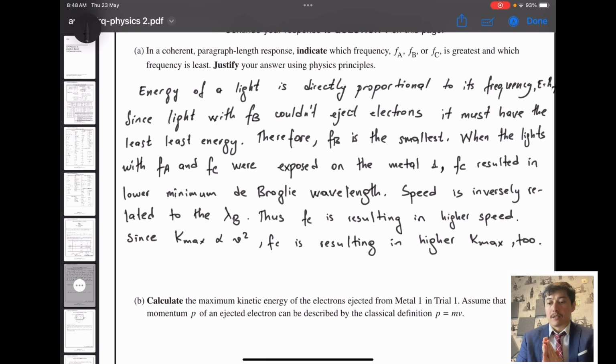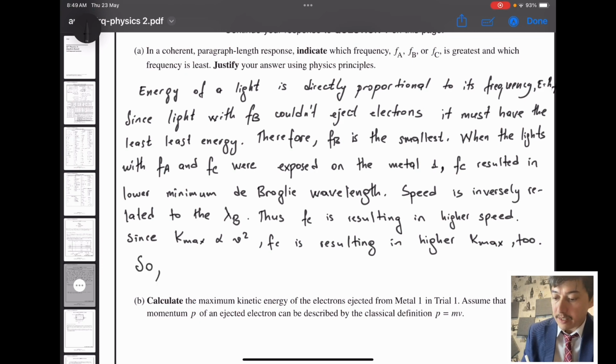Initially, the energy of light C was higher. As a result, we are talking about the same metal 1. That means the work function is the same, but we are resulting in higher maximum kinetic energy with Fc. That means the initial energy was higher. That means the frequency was higher.